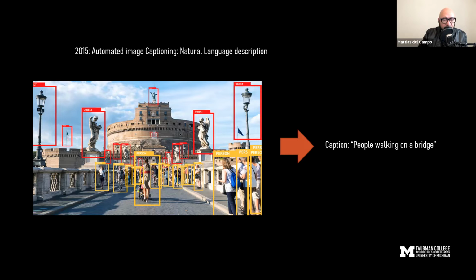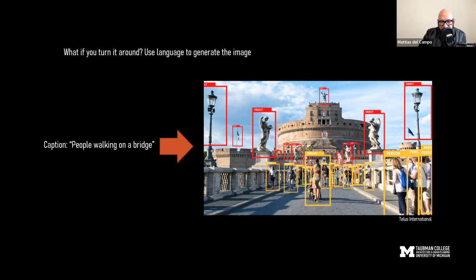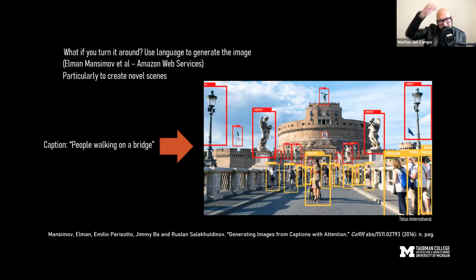So in this case, the caption that was automatically generated was people walking on a bridge, because the neural network recognized all the different elements of this image, the people, the bridge, etc. Very quickly after this was discovered in 2015, somebody came up with the idea, well, what if we turn it around? What if I write people walking on a bridge and let the machine generate the image? So instead of using the algorithm analytically, it's using the algorithm generatively. And this person was Elman Mansimov and his colleagues at Amazon Web Services. They very quickly also published a paper, called Generating Images from Captions with Attention, and it came out in 2016.